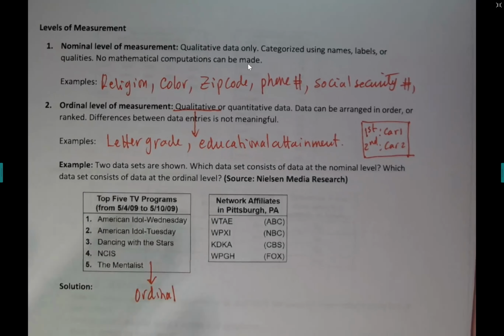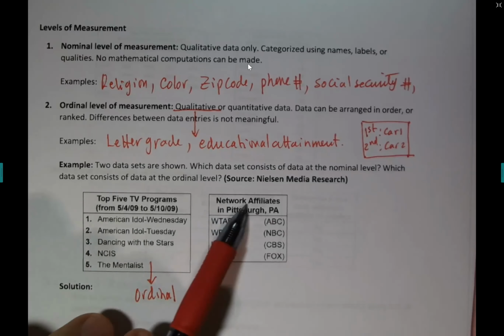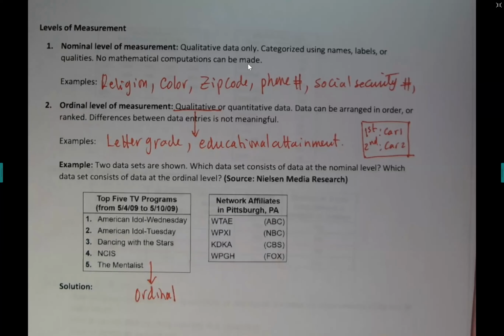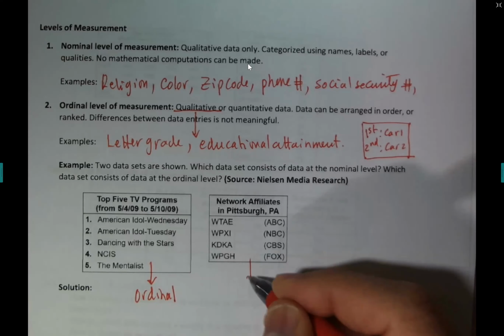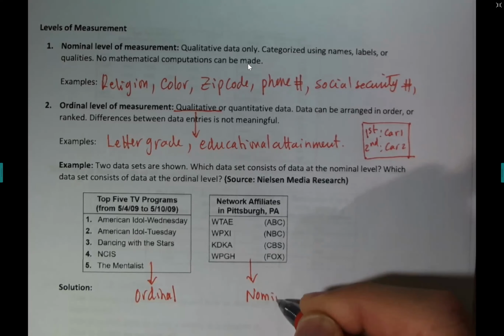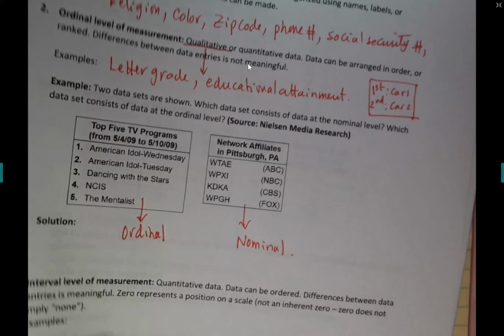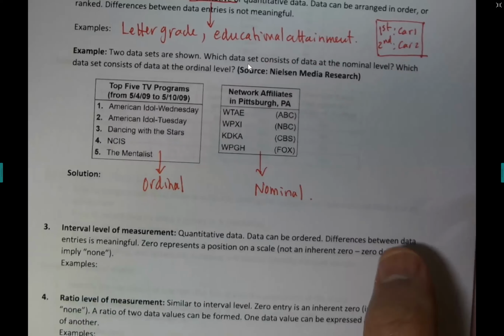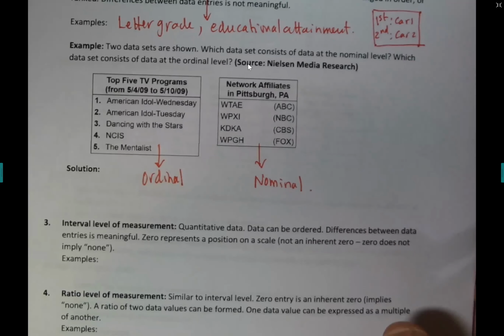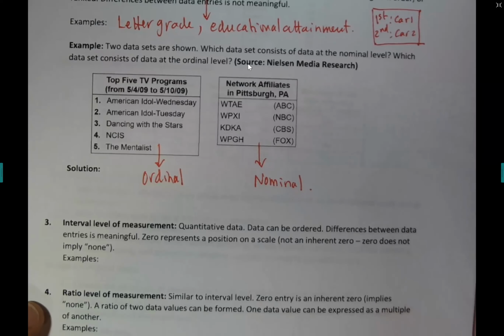Labels with no ranking. Here they're listing TV stations and not in any order. There is no order here. If there is no order, guys, it must be nominal. So that's the difference between ordinal and nominal. The next one we're gonna get to is kind of interesting, but the most important one to us is the last one. That's the one that most of the data will fall into.